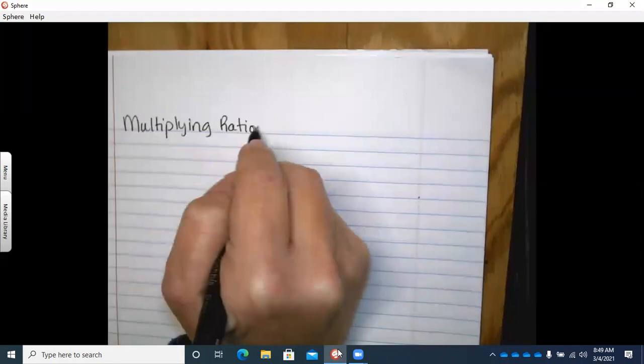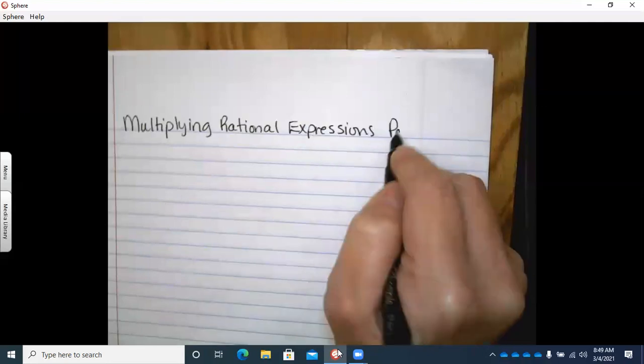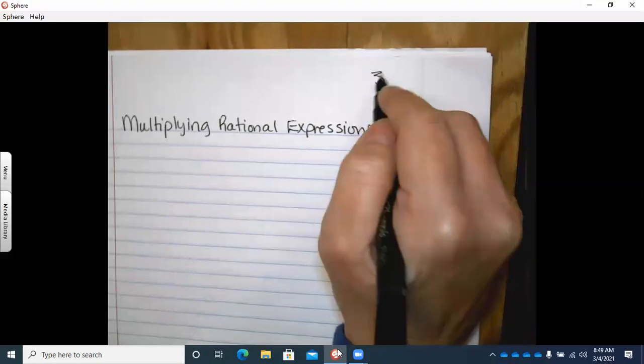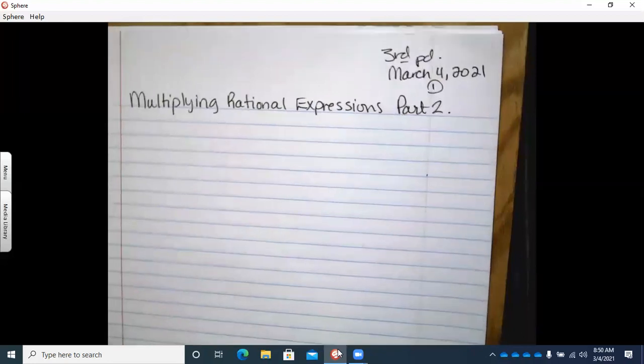So multiplying rational expressions. We're going to call this part 2. It's just more examples of what we did last class. Make sure we got it, because it's the factoring that gets us. The factoring and knowing what to cancel. All right, so ask me questions when I do something you don't understand.